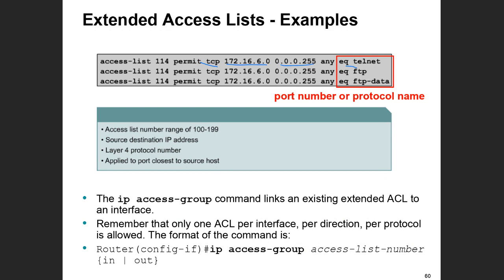The second and third lines permit FTP and FTP data traffic. FTP is a weird bird protocol. It uses ports 20 and 21, so you've got to permit both ports 20 and 21 or FTP won't work. Telnet's port 23. It just needs one port to work. Web traffic is 80. It only needs port 80 to work. Email is 25. It only needs port 25 to work. There's a couple of weird protocols that use 2 port numbers, like Dynamic Host Configuration Protocol and FTP.